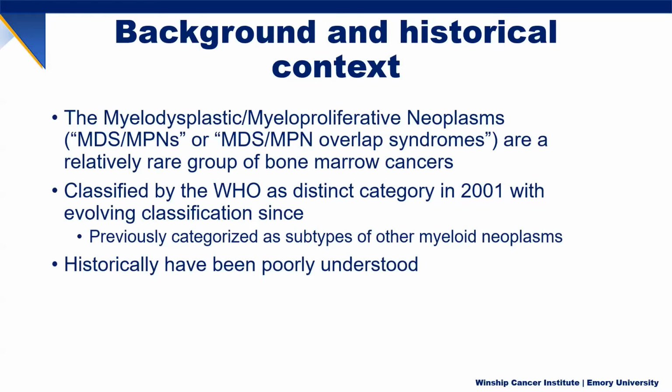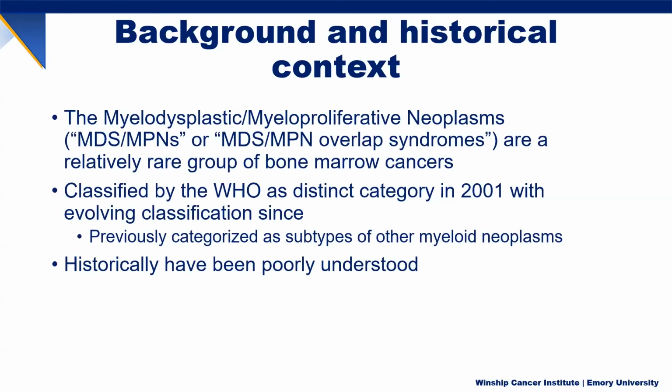So, some background and historical context on these diseases. The myelodysplastic/myeloproliferative neoplasms, also abbreviated as MDS-MPNs, or just overlap syndromes as you might hear me say, are a relatively rare group of bone marrow cancers, and we refer to this group of bone marrow cancers as myeloid malignancies.